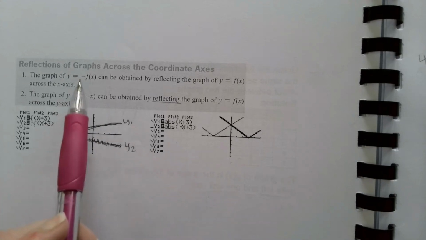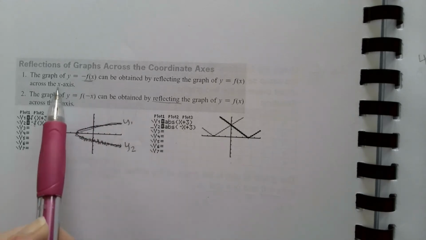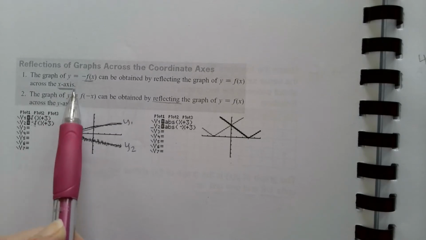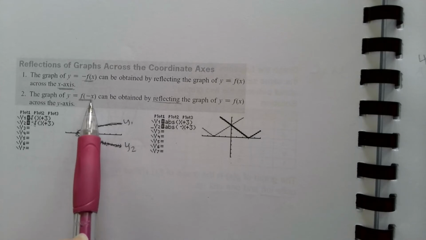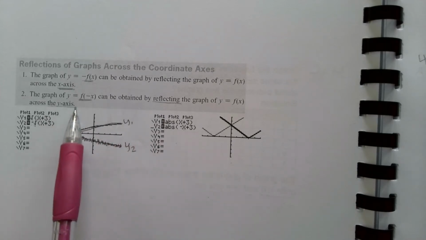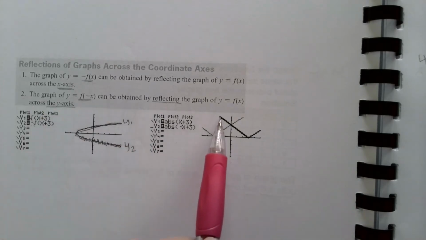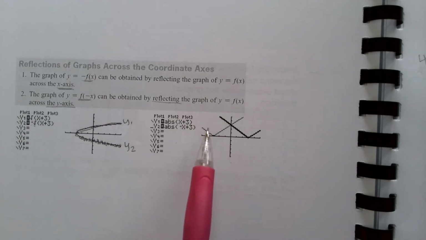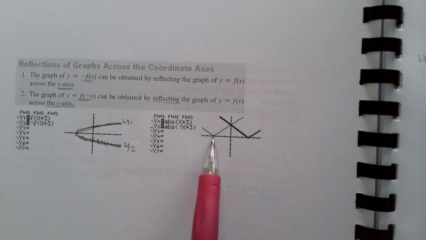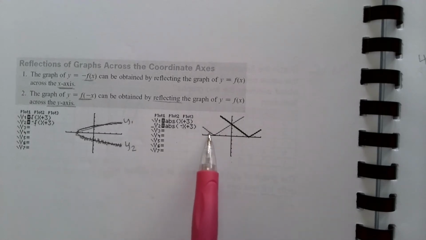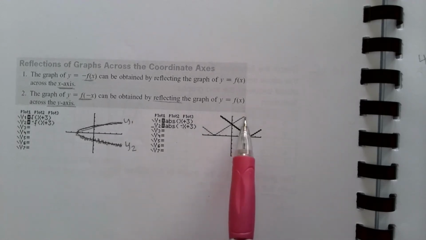So when you change the sign of the y, it reflects your graph across the x-axis. And when you change the sign of the x, it reflects the graph across the y-axis. The first graph is the absolute value of x plus 3, is this one. And when I reflect it around the y-axis, that's going to flip it over here and give me this graph.